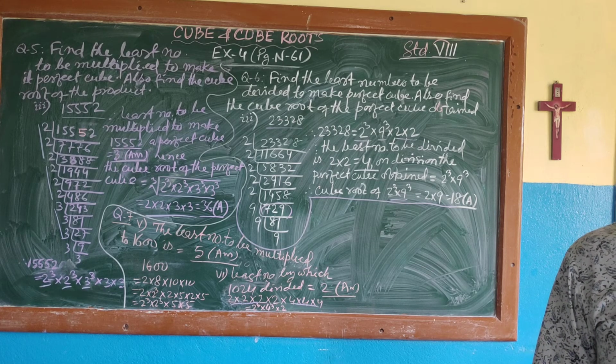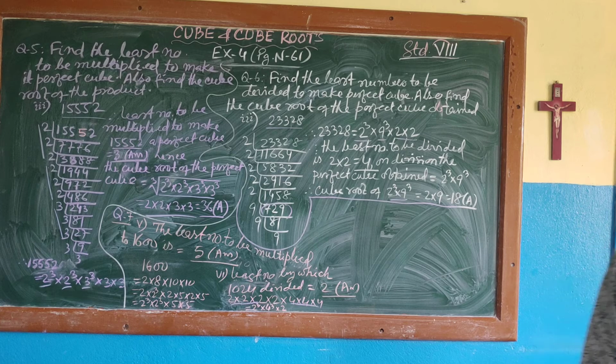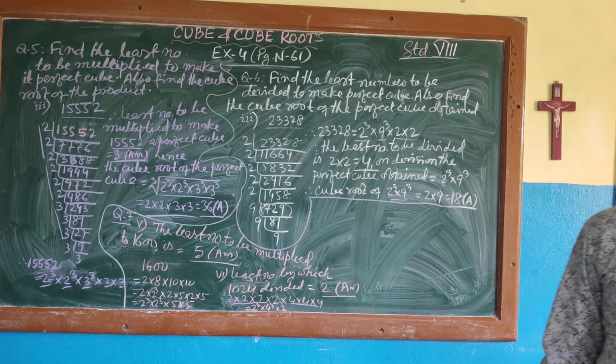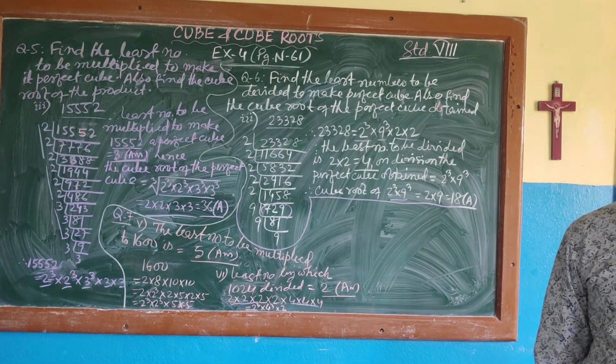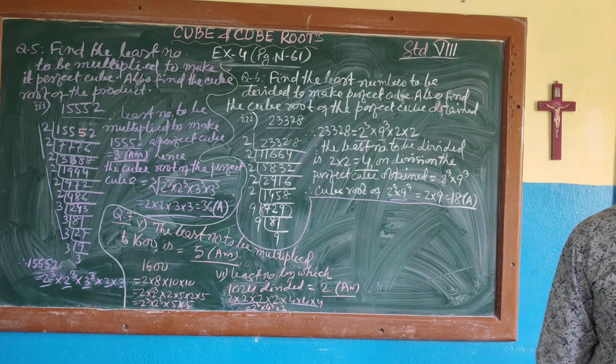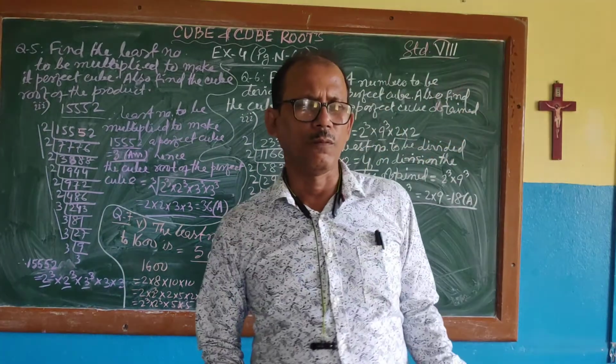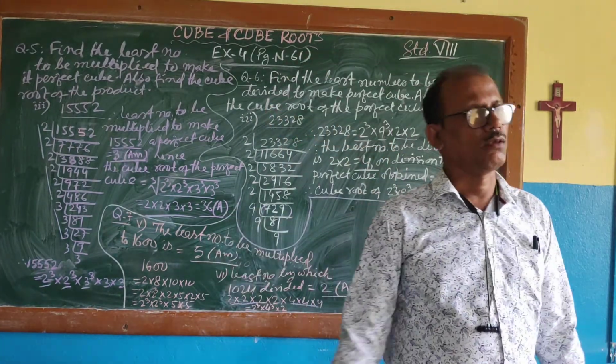There is no cube root of a negative number. A negative number doesn't have a cube root. Why? A negative number also has a cube root, isn't it? What will be the cube root of minus 27? Minus 3, isn't it? So a negative number definitely also has a cube root. I hope the lesson is very easy and you will be able to understand.